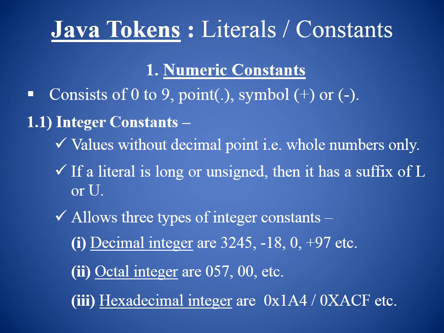Decimal integer consists of digits from 0 to 9. Octal integer consists of digits from 0 to 7 and begins with 0. Hexadecimal integer consists of 0 to 9 and 10 to 15 and begins with 0x. In hexadecimal, 10 is denoted by A, either capital or small, 11 is denoted by B, 12 by C, 13 by D, 14 by E and 15 is denoted by F.